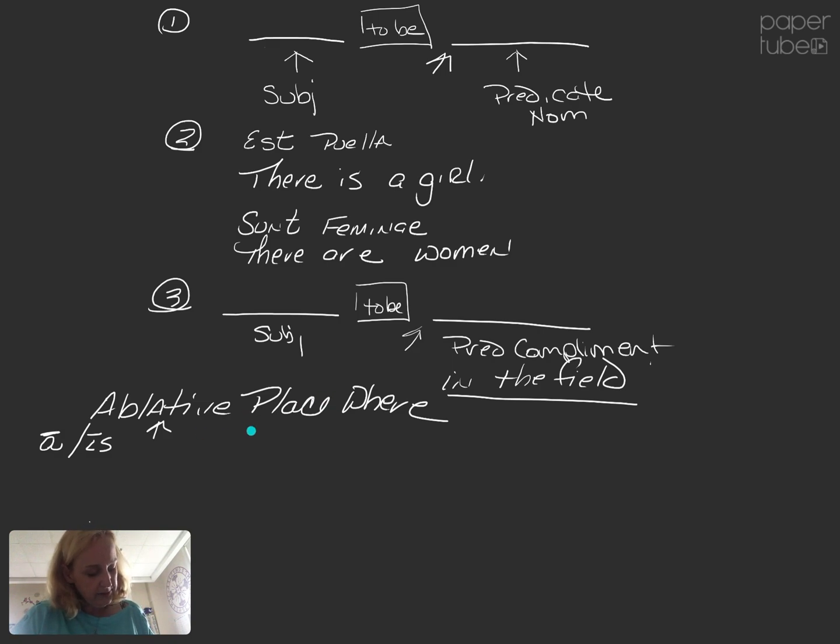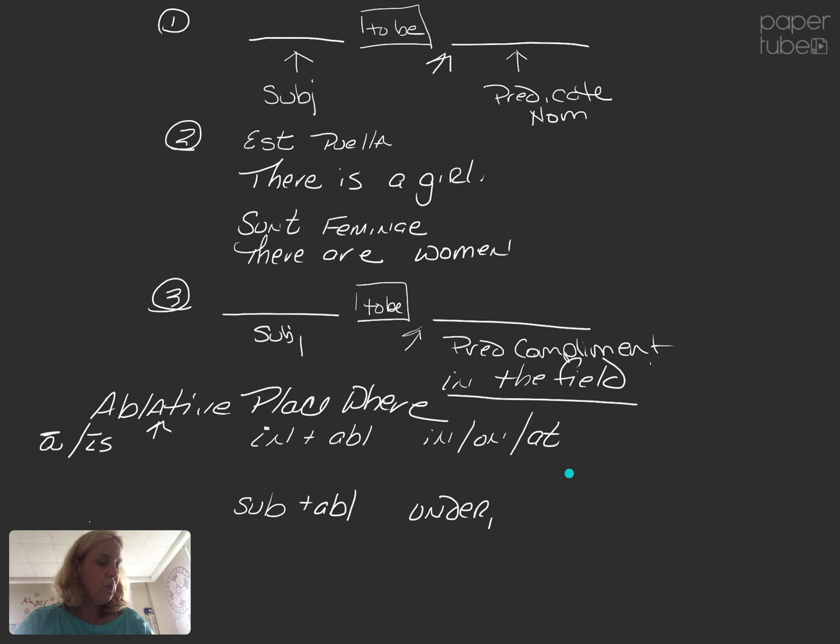So we are going to learn two prepositions that can take the ablative to answer the question, place where. Where's the girl? In the field. So in plus the ablative tells us in, on, or at in English. Sub plus the ablative tells us under or at the foot of.